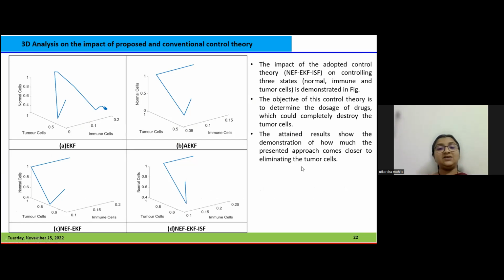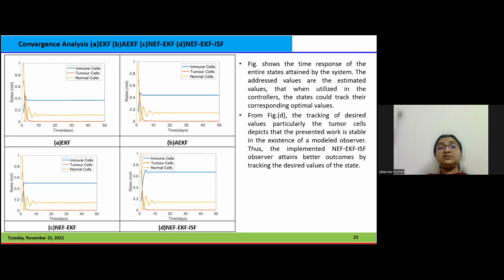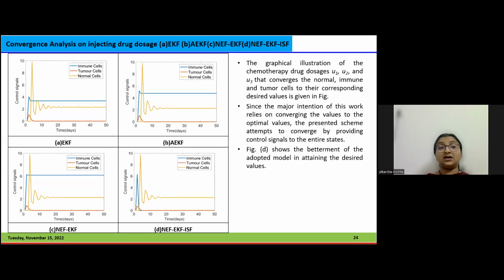The C and D figures are related to the controller which we have designed, the non-linear error function based extended Kalman filter, and again the non-linear error function based extended Kalman filter with the improved scaling factors. Again, the convergence analysis when injecting the dose. Now here we can conclude that when we compare the extended Kalman filter and the improved scaling factor, it was more precise regarding the amount of cell damage to the immune cells; it was safe.